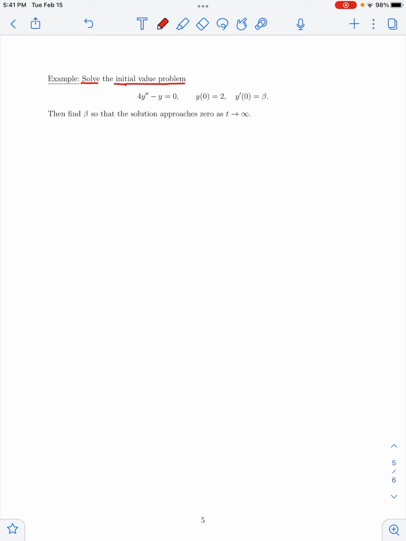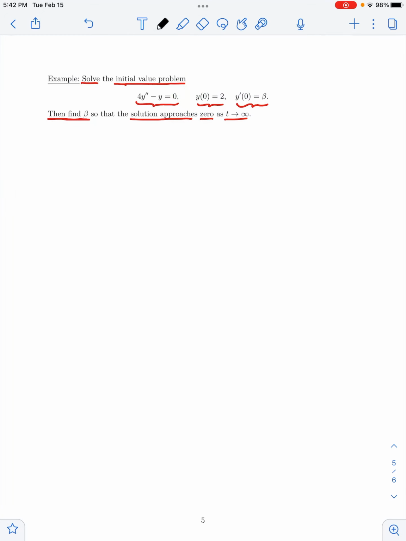problem for 4y double prime minus y equals 0. So again, this is a second order linear equation, which is homogeneous and has constant coefficients. And we have initial conditions of the form y of 0 is equal to 2, and y prime of 0 is some value beta. And the question is, once we find our solution, what is the value of beta? We want to find beta so that our solution will approach 0 as t approaches infinity.